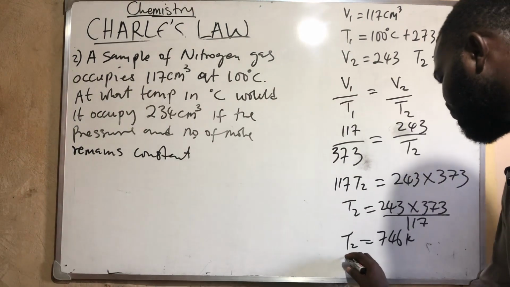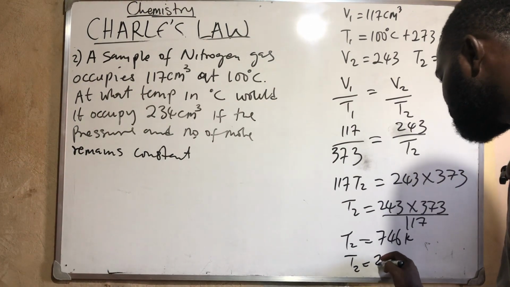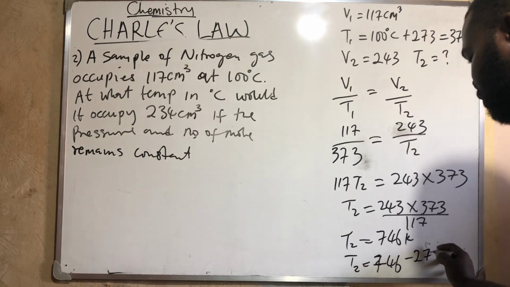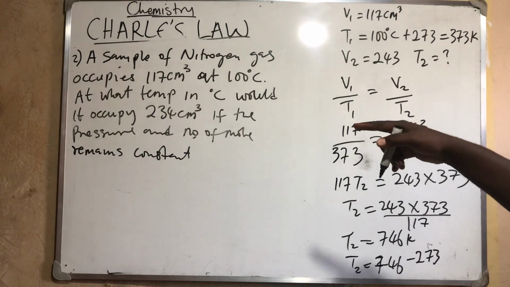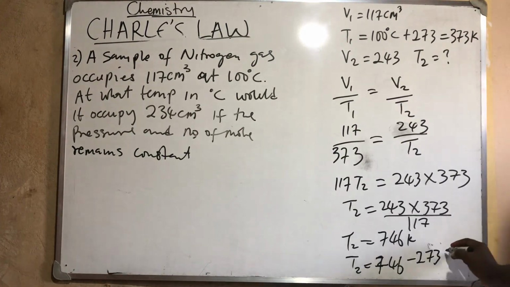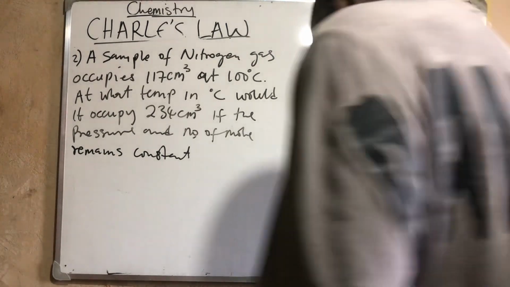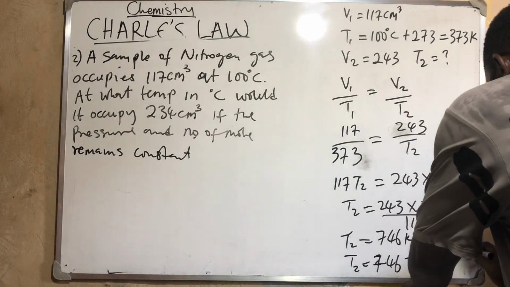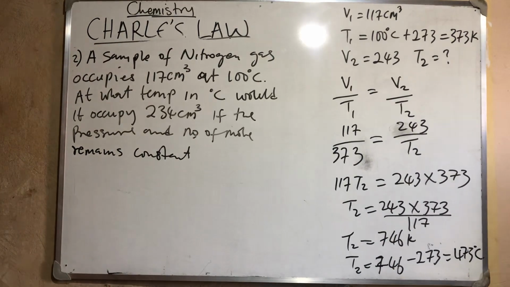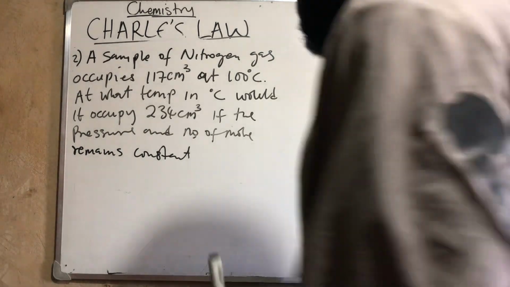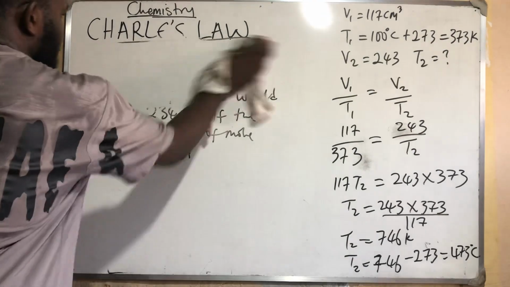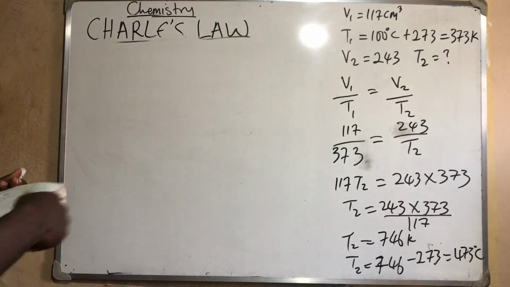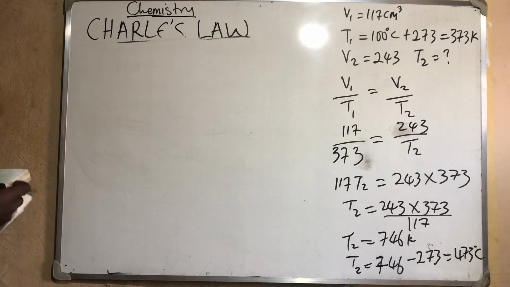So to get it in degrees Celsius, my T2 will now be 746 minus that same 273. Okay? If you want to take it back, you subtract. If you want to take it to Kelvin, you add. So if you subtract this, you will now have that your answer is 473 degrees Celsius. You see, this is a very simple thing to do. So don't forget that in Charles' law, your temperature must always be in Kelvin.